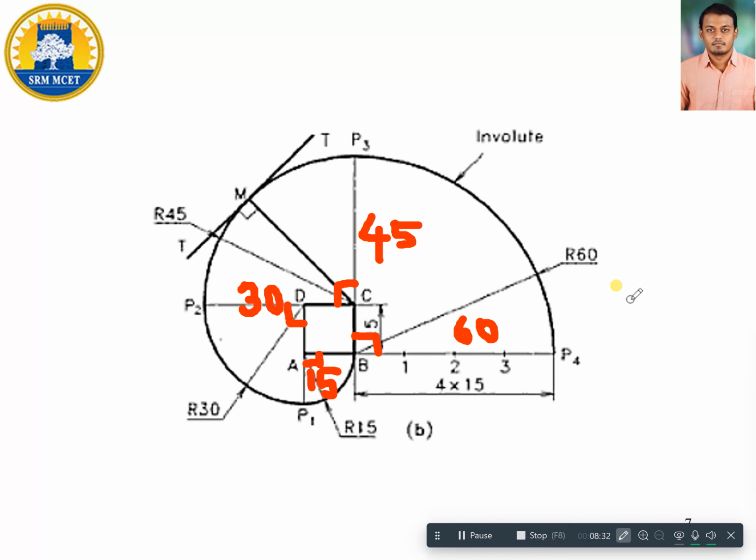Now I have generated 4 points P1, P2, P3 and P4, and taking my pencil or by using my French curve, I am going to connect all these 4 points, which will give me the involute. You can use your French curve if you are able to use it properly. Starting from point B, join B with P1, then P1 with P2, then P2 with P3 and finally P3 to P4. These 4 points joined will give you the involute of this square. So this is the procedure for drawing the involute.